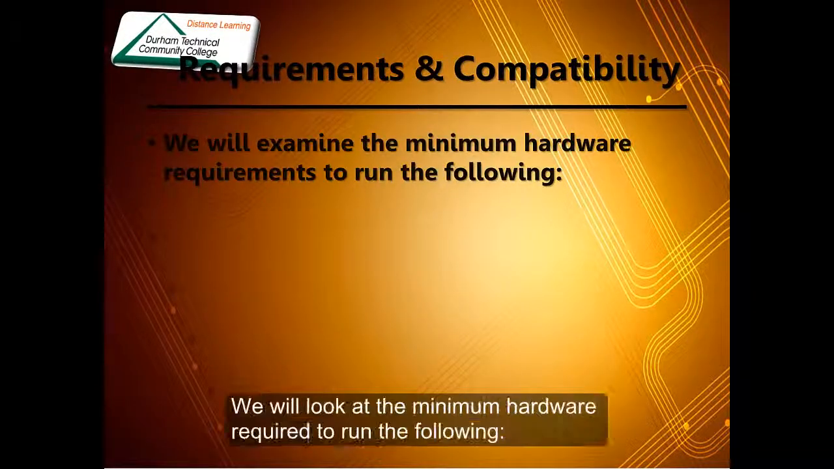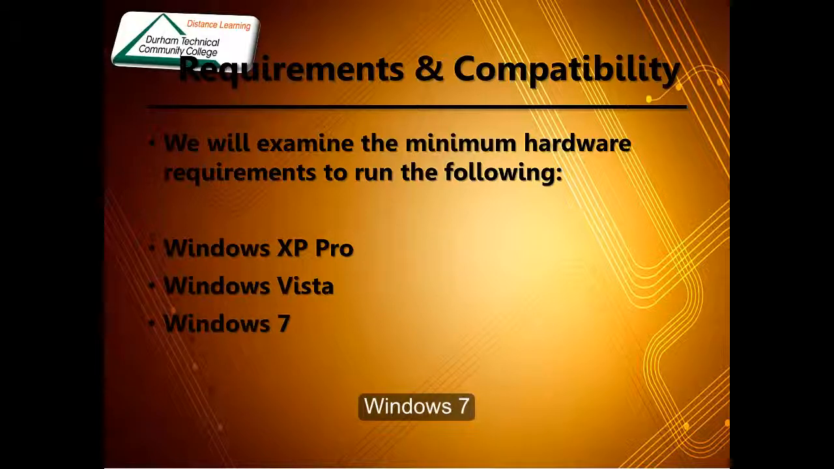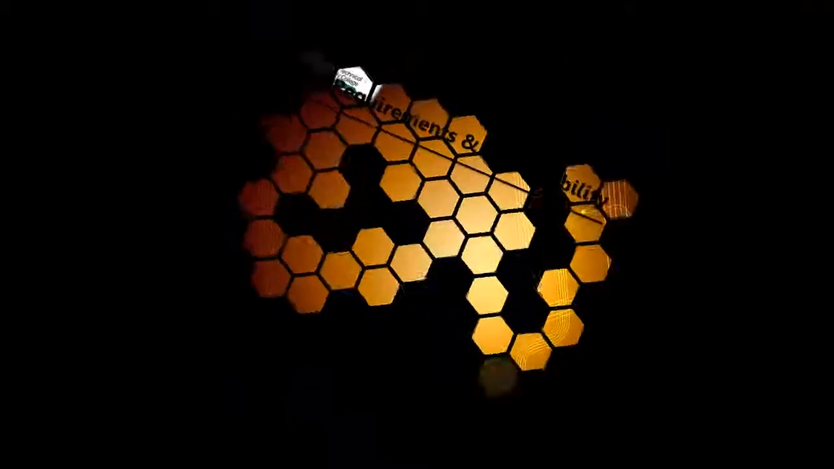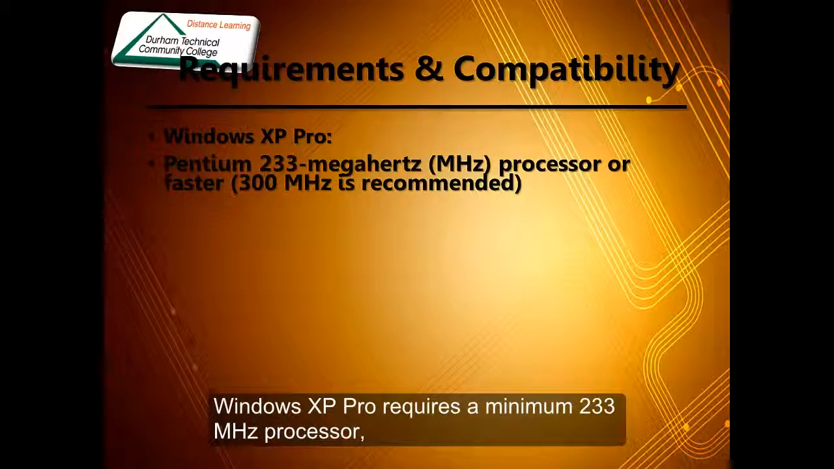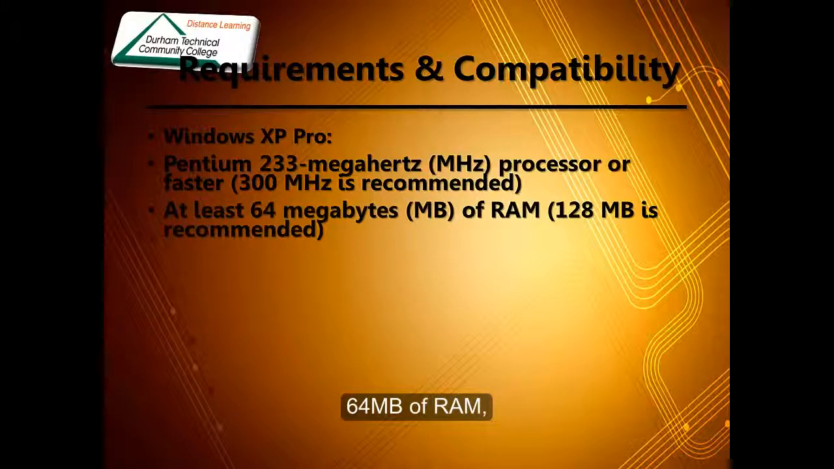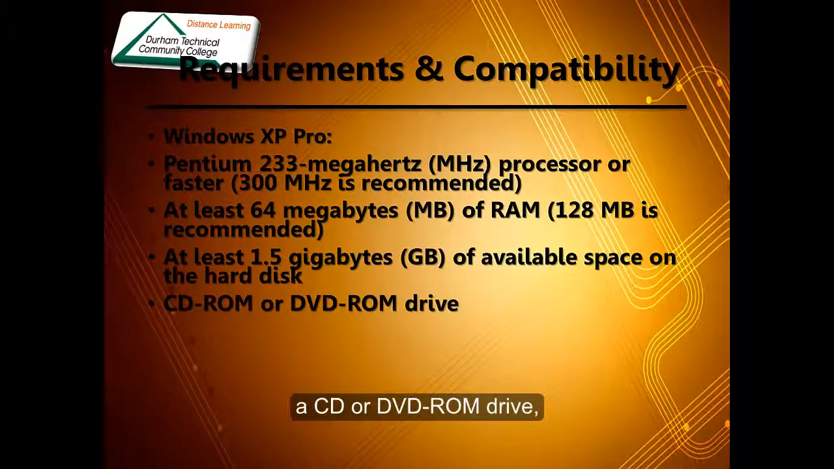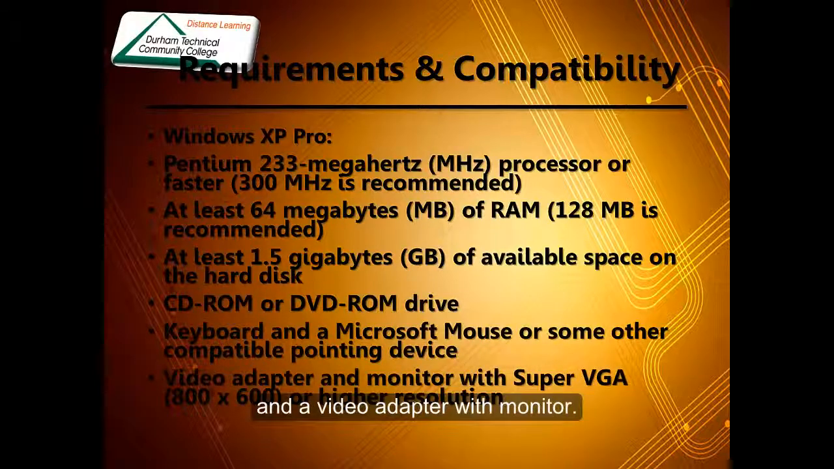Requirements and compatibility. We will look at the minimum hardware required to run the following: Windows XP Pro, Vista, Windows 7, and 8. Windows XP Pro requires a minimum 233 MHz processor, 64 MB of RAM, 1.5 GB of free hard drive space, a CD or DVD-ROM drive, a mouse and keyboard, and a video adapter with monitor.